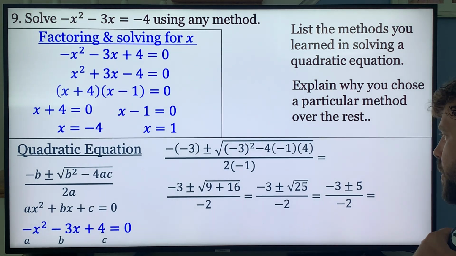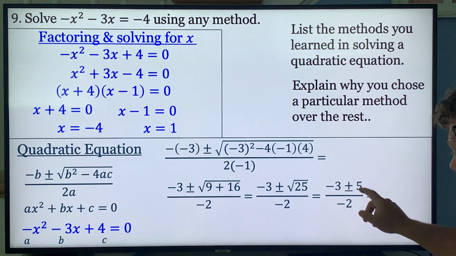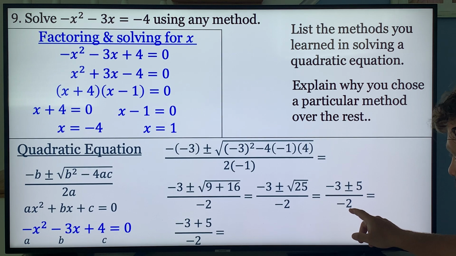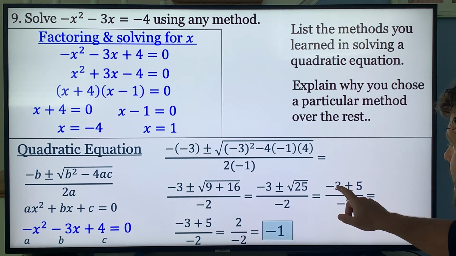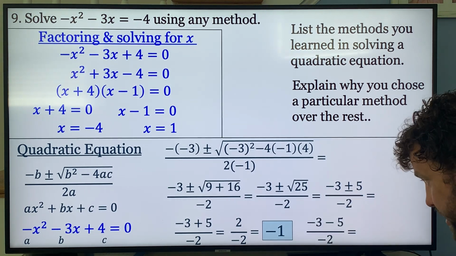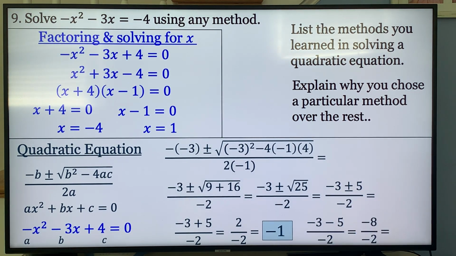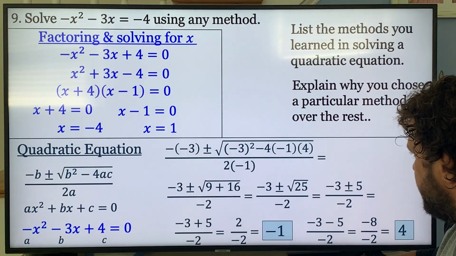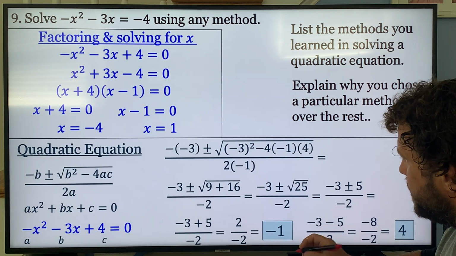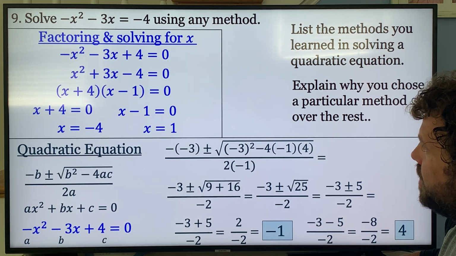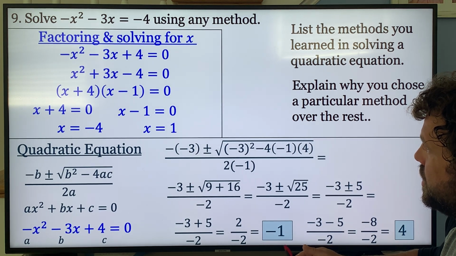In case you forgot how to do this, 3 plus 5 is 8, divided by -2 is -4. 3 minus 5 is -2, divided by -2, which is 1. All right. Uh-oh, something went wrong here. Why are my answers not correct?